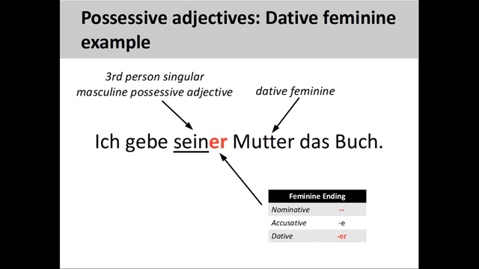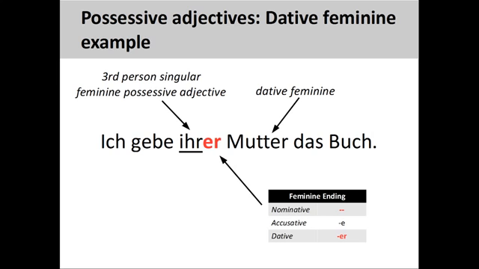The root of the possessive adjective indicates a relationship between the mother and the male person, her son. We can change the root of the possessive adjective to change this relationship. Ich gebe ihrer Mutter das Buch. I give the book to her mother. Although the root of the adjective changes and no longer has ein in it, the adjective ending still remains the same. The following feminine noun is still singular and in the dative case.